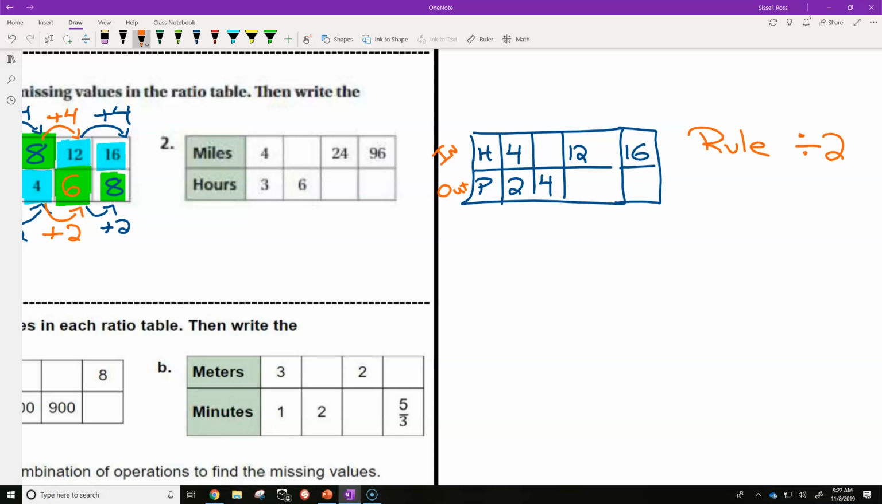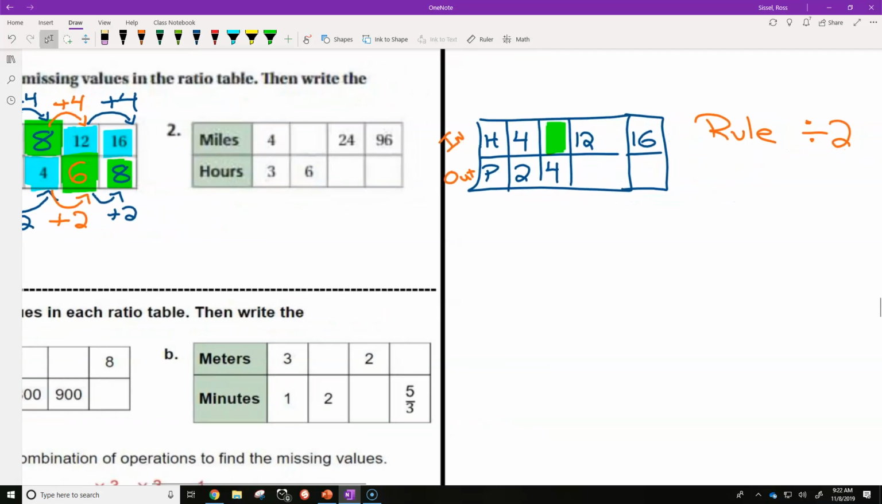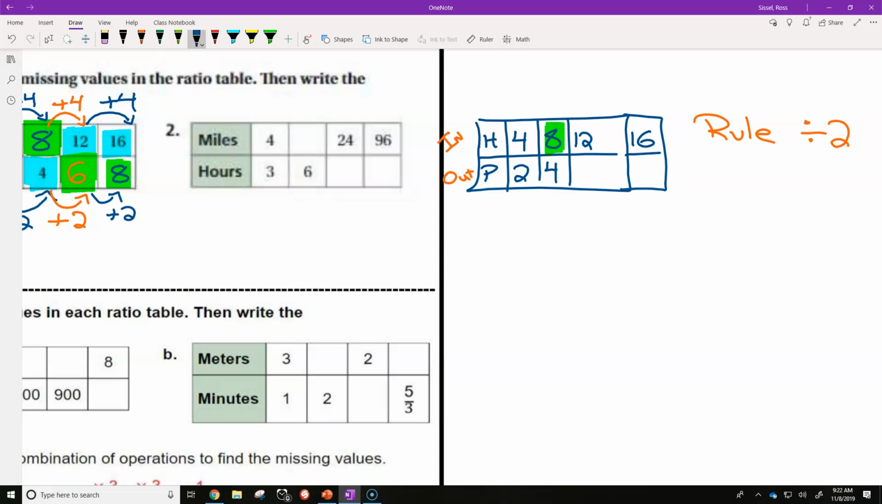I don't know this one. But if I did the rule, blank went in, I divided by 2, and 4 came out. Well, what would that have to be? It'd have to be 8, because 8 divided by 2 is 4. Okay, I don't know this one. I put 12 in. We divide by 2. What comes out? 6. I don't know this one. 16 goes in. I divide by 2. What comes out?